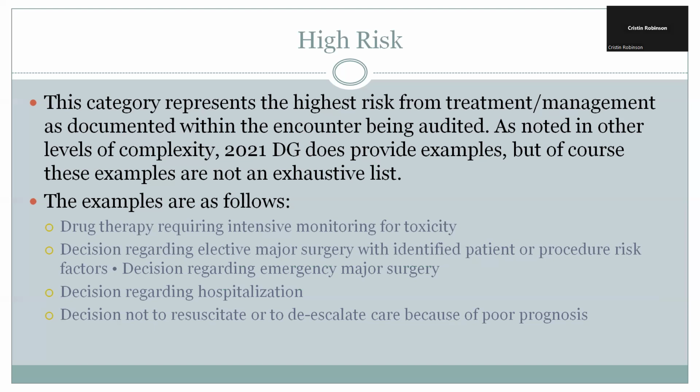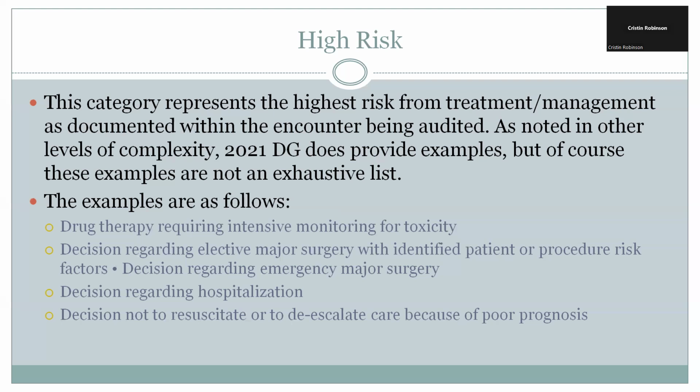Zosyn antibiotic. This could be amiodarone for AFib. Okay, there are many different types, but remember that it has to be monitored. That means they need to be doing blood work or other forms of testing to make sure that the patient is not going to have a toxic effect.